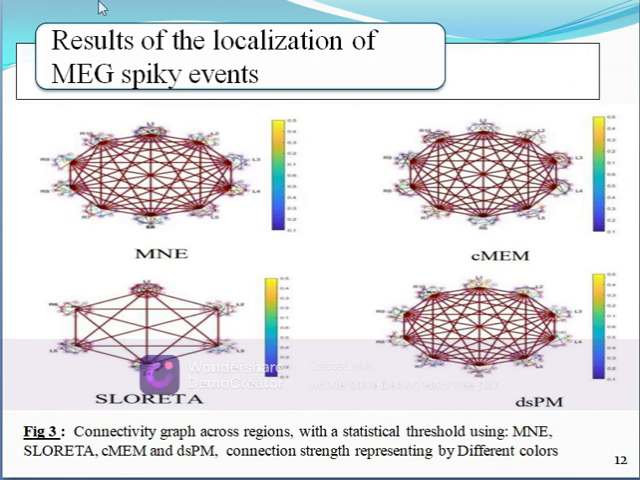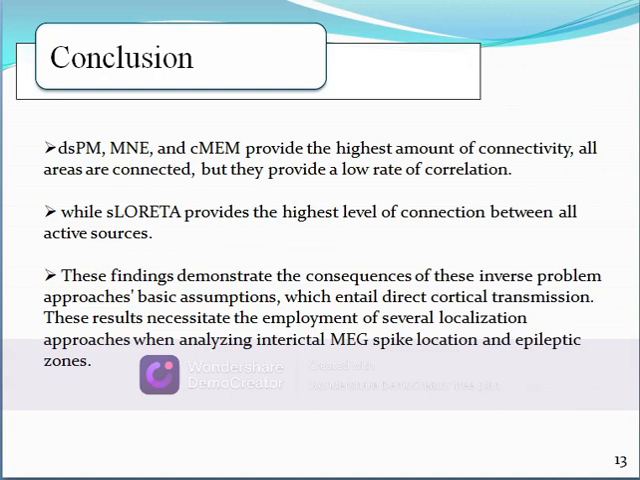To assess the association between these active zones, we calculate the cross correlation between these time courses for each pair of signals. dSPM, MNE and cMEM provide the highest amount of connectivity. All areas are connected, but they provide a low rate of correlation, while sLORETA provides the highest level of connection between all active sources. Finally, conclusion.